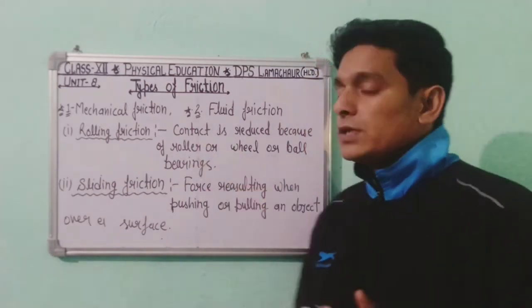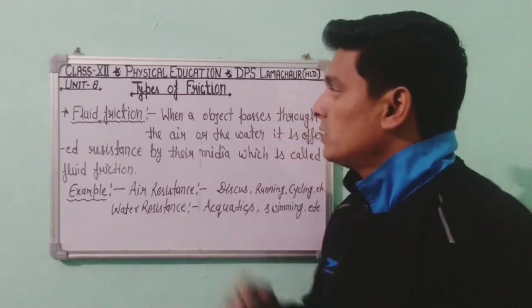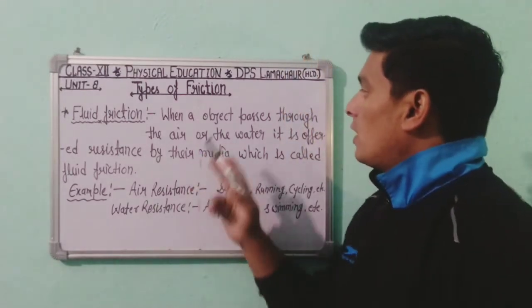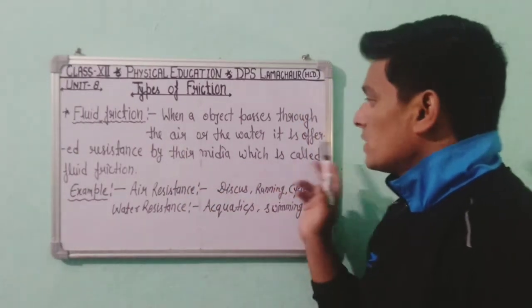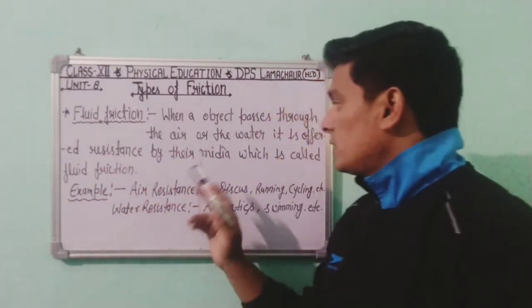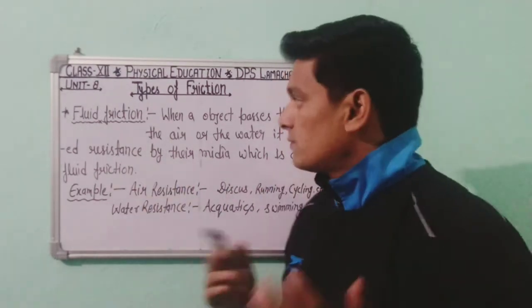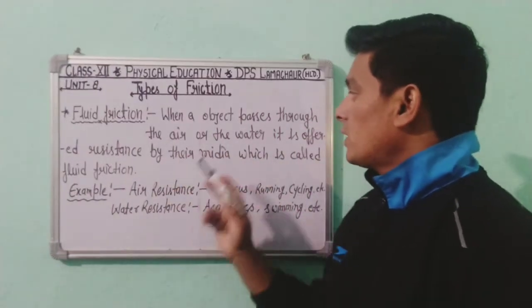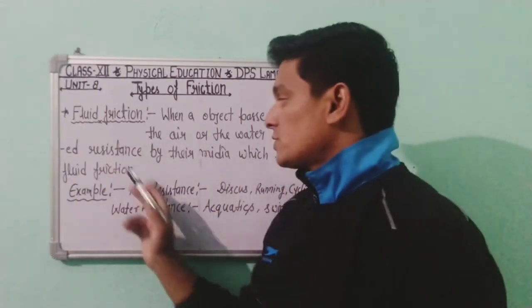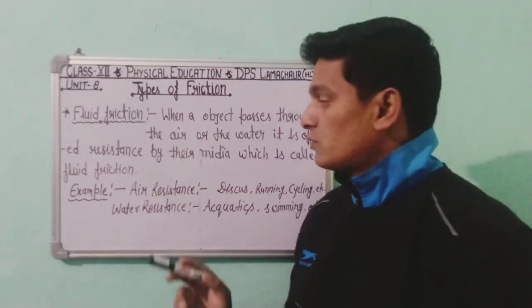Now let's know about fluid friction. When an object passes through the air or the water, it is offered resistance by that medium, which is called fluid friction. Understand it once again: when an object passes through the air or the water, it is offered resistance by the medium, which is called fluid friction. It is of two types.